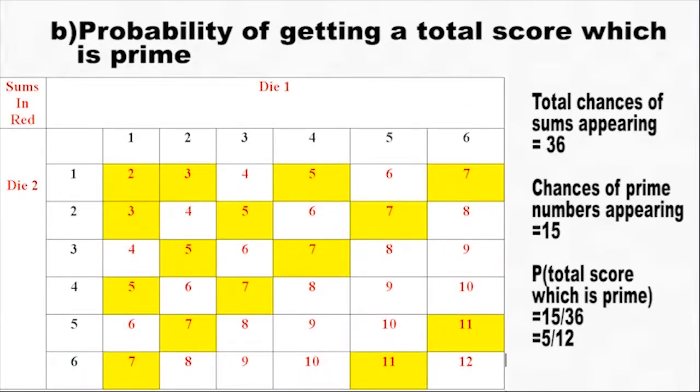The probability of determining a total score which is prime requires us to determine all sums that are prime numbers. For example, 2, 3, 5, to name but a few. Hence, the probability will be 15 out of 36, since there are 15 prime sums in total.